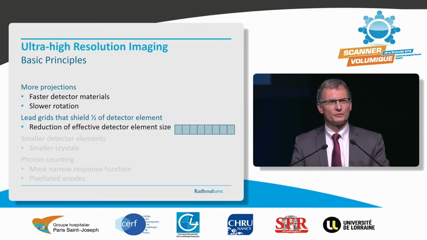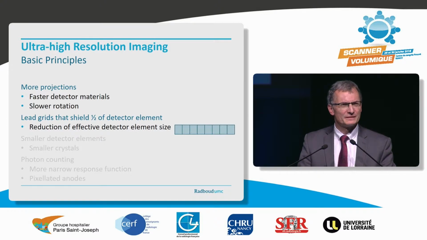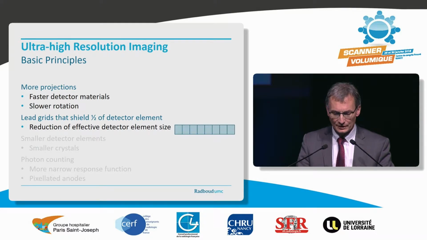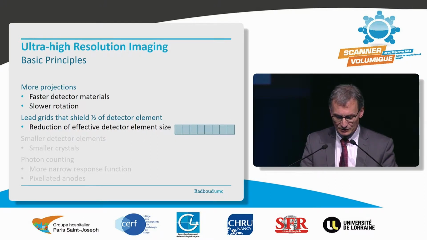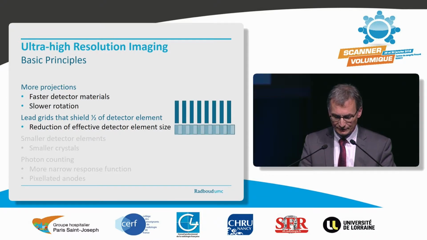Now, how can we improve our spatial resolution? There is one version to create more projections, which means that we can read out the detector faster, which means you need faster detector materials, or you have to rotate slower so that you do get more projections at the same readout speed per rotation. Another thing is a grid that shields half of the detector element, which therefore reduces the effective detector element size by half, but it also means that only half of the dose that is given to the patient is ultimately used for image reconstruction.